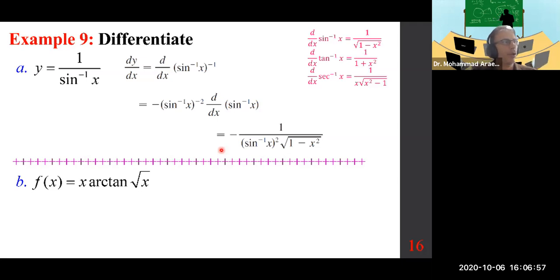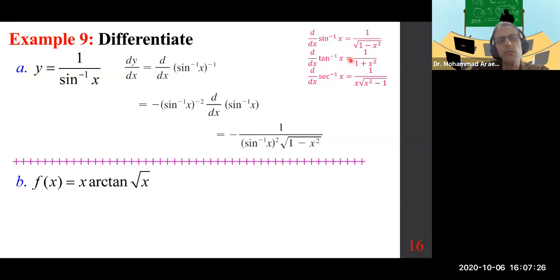All right. Part B. Let's see what happens here. First, we put a raised dot in between. So it's a product rule. x gives you 1 times arctan. By arctan, we mean tan inverse, you can write it that way. So 1 times tan inverse of square root of x. Now, what is the derivative of tan inverse of square root of x?